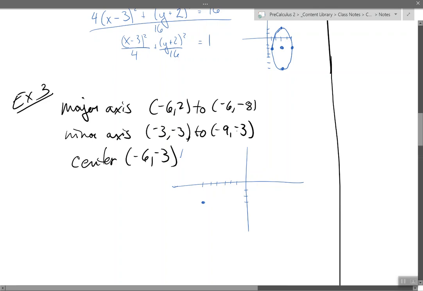So we've already plotted the center, so I'm just going to work kind of backwards here. So the next point to plot is -9, -3. So that's 6, 7, 8, 9, -3. And then -3, -3. So 1, 2, 3. Then I'm going to graph -6, -8. So that's 3, 4, 5, 6, 7, 8. And then -6, 2. Okay, so there is our ellipse.